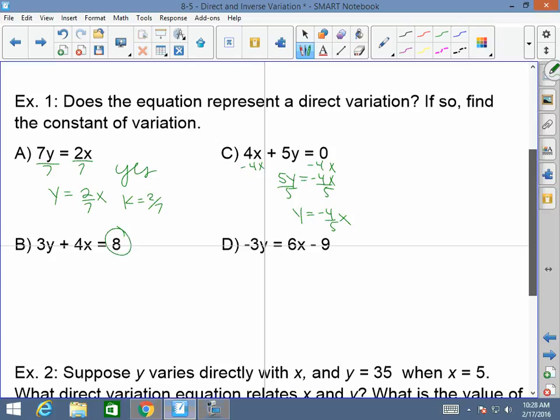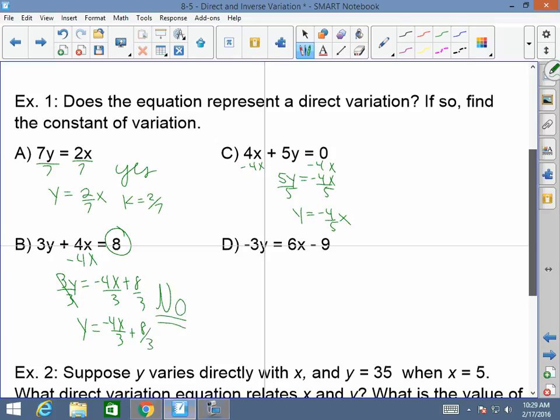Right here, right off the bat, I can tell immediately it's not going to be a direct variation because of that 8. But I'll prove it. Subtract 4x on both sides. I got 3y equals negative 4x plus 8, divided by 3. So y equals negative 4/3 x plus 8/3. This is not a direct variation.